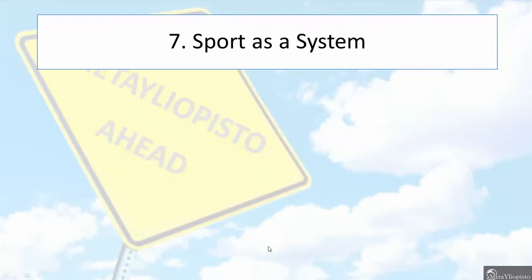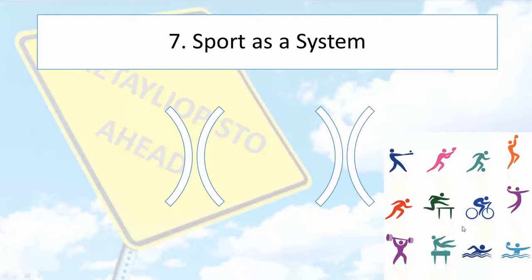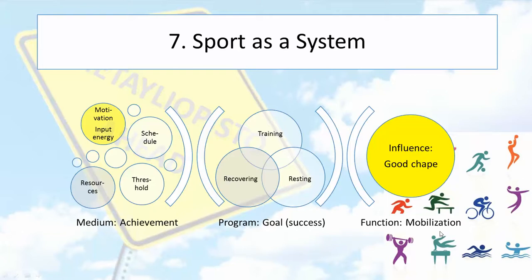Then sport as a system. There are different kinds of sport types, and the logic is here. Achievement is the medium, the program is goal, and the function is mobilization. And the contribution here is to have a good shape in response to motivation.